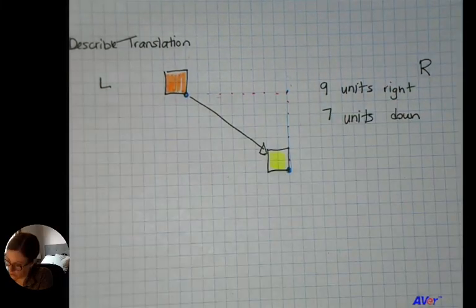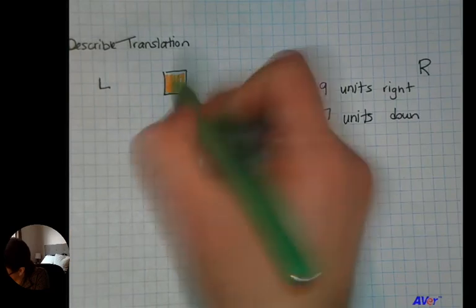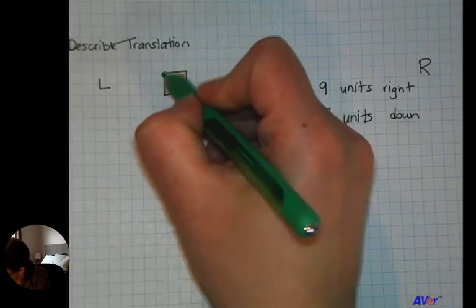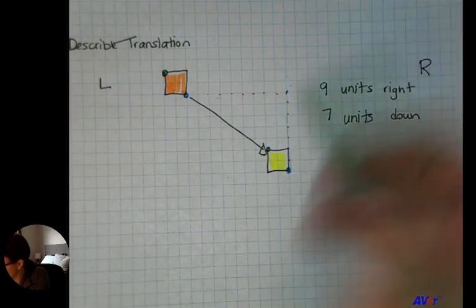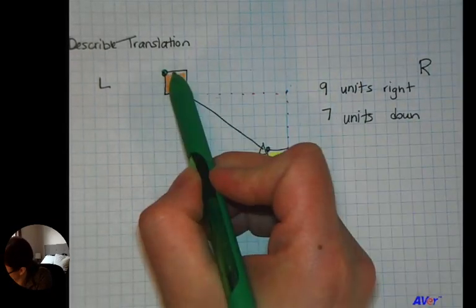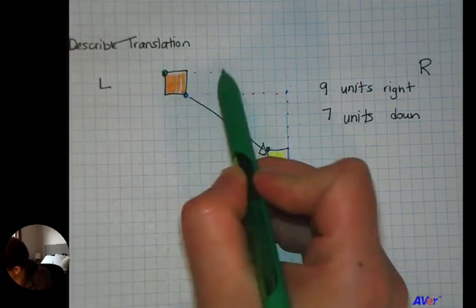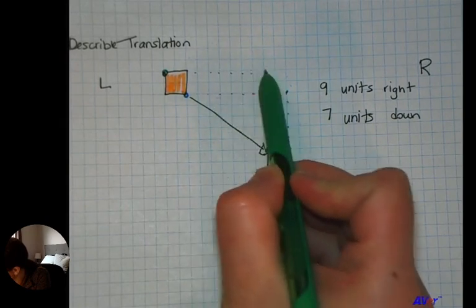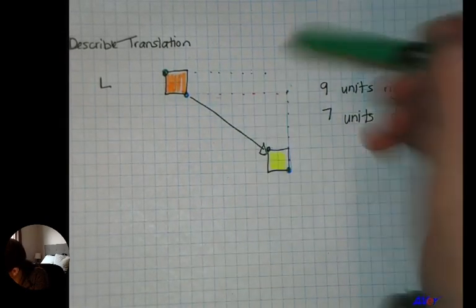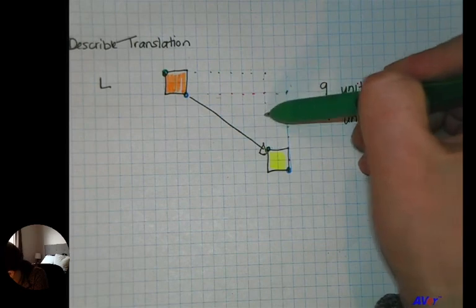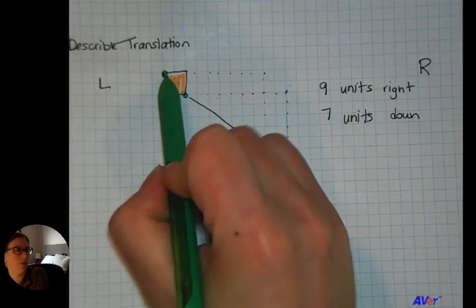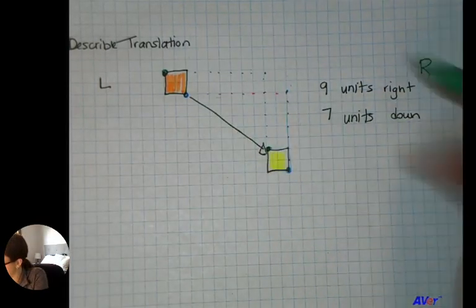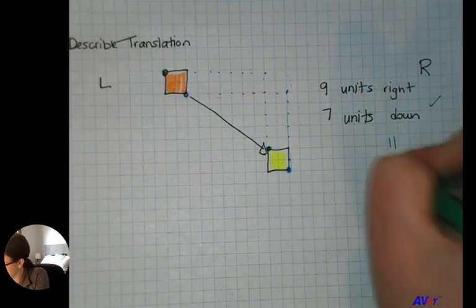To check our instructions, we can pick a different corner. So let's pick this one just to be different. We're going to try and see if our instructions will take us from this corner down to this one. So I'm going to go 9 right. 1, 2, 3, 4, 5, 6, 7, 8, 9. And then 7 down. 1, 2, 3, 4, 5, 6, 7. Fantastic. I started here and I ended here, which means that these instructions are correct.